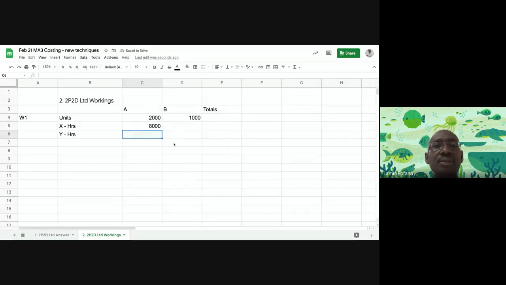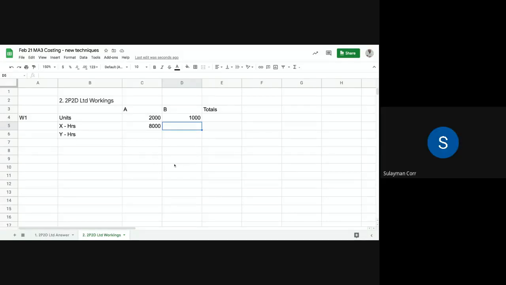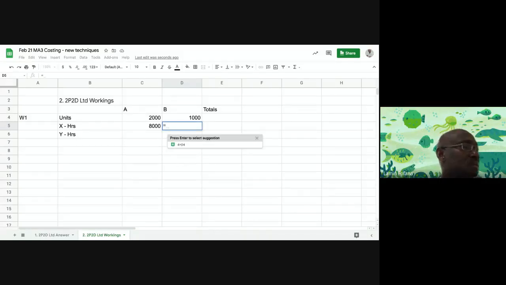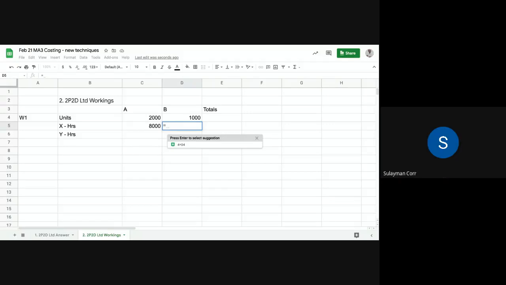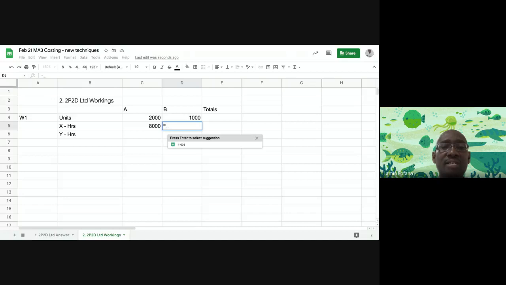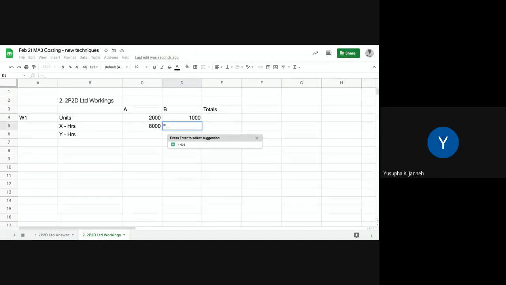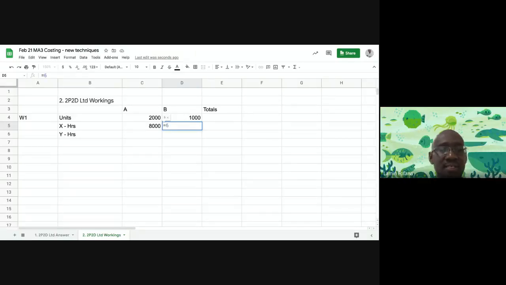Okay. So in order to calculate the total hours for product B is going to be what? Equals 6 multiplied by 1,000, which is D4. D4. We enter.